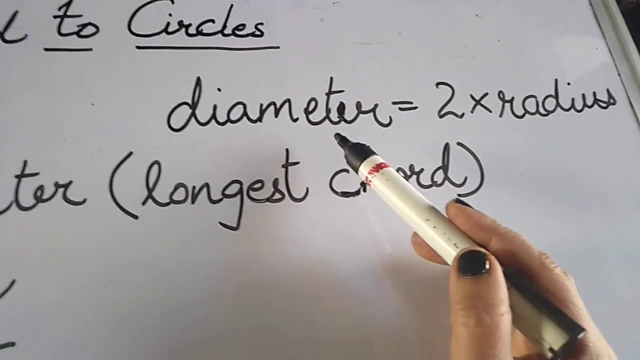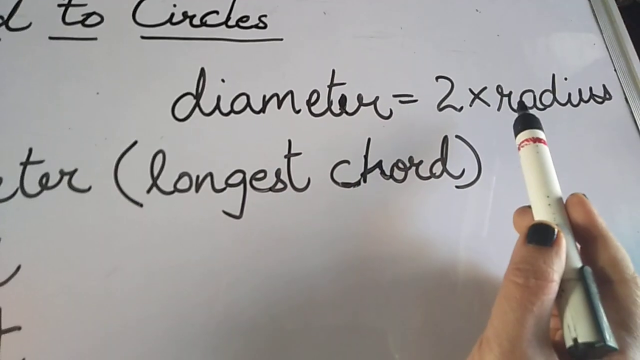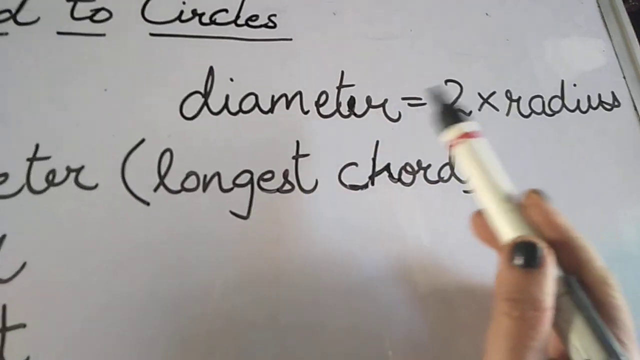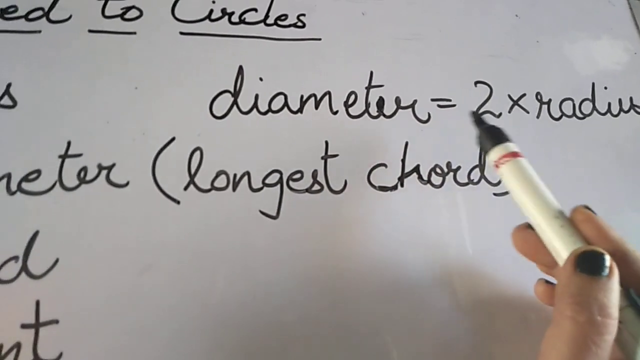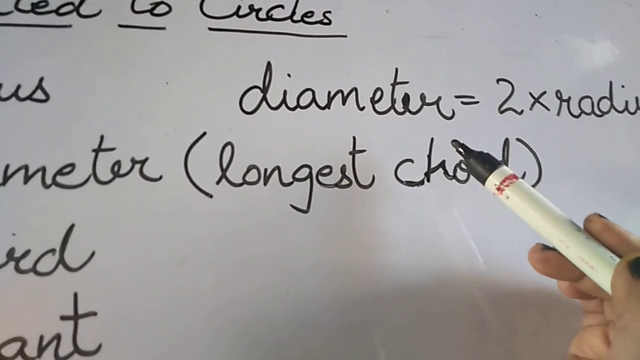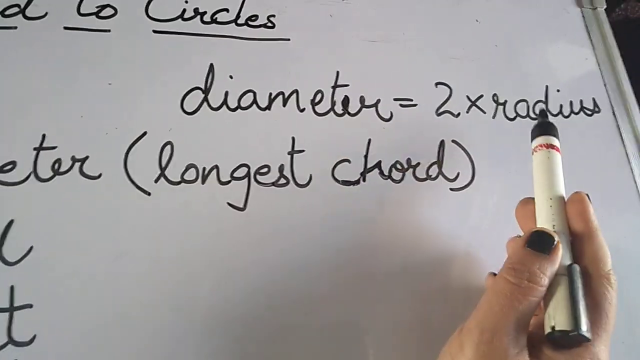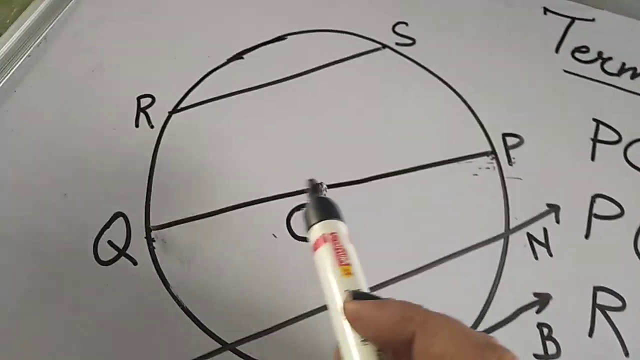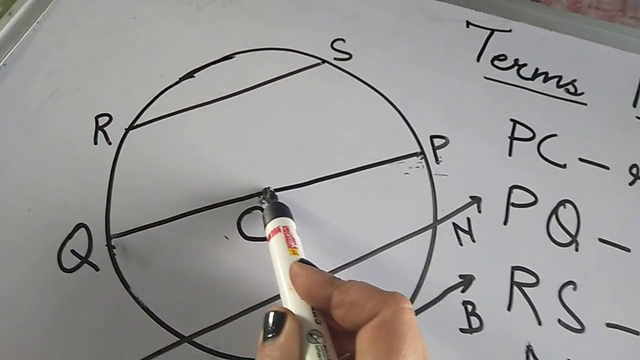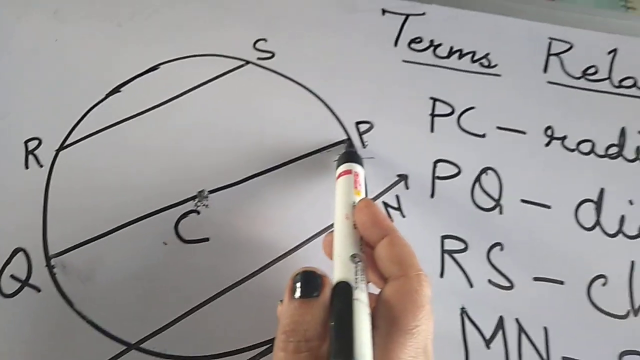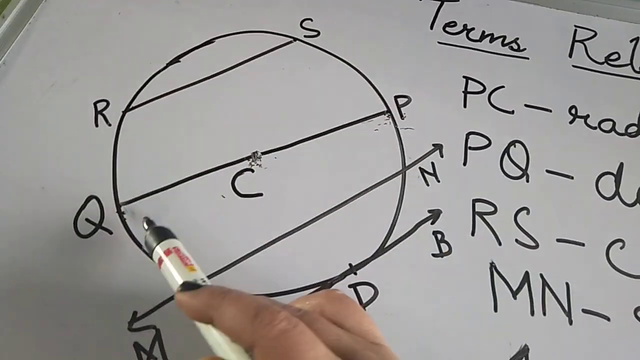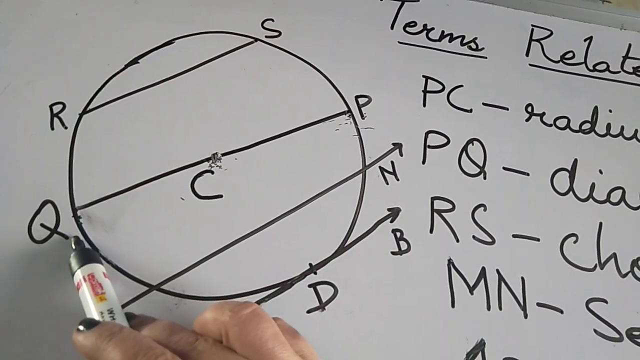If you know that the diameter is 10 centimeter, you can write the radius as 5 centimeter. And if the radius is given as 5 centimeter, the diameter will be 2 into 5, that is 10 centimeter. This is the relation between diameter and radius of a circle. Now next term is chord. I hope this is clear. C is the center of the circle, P is a moving point, and PC is called the radius of the circle, whereas PQ is called the diameter of the circle.